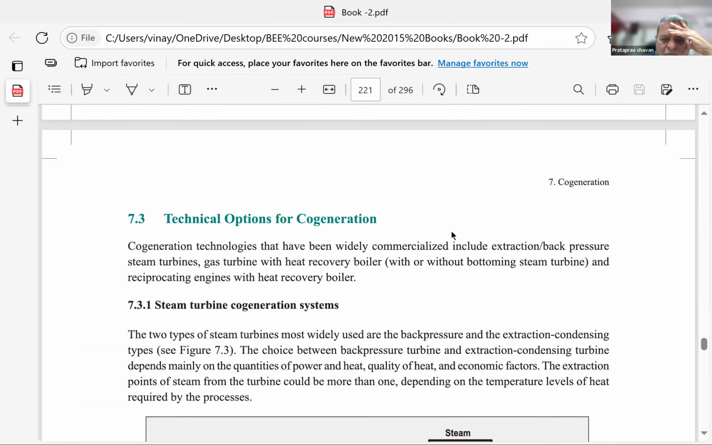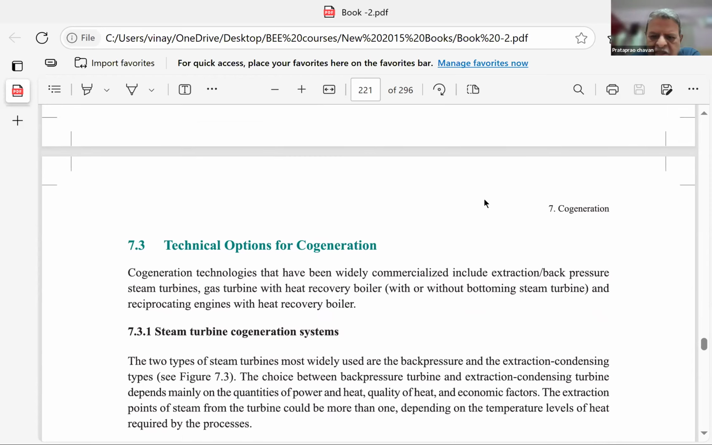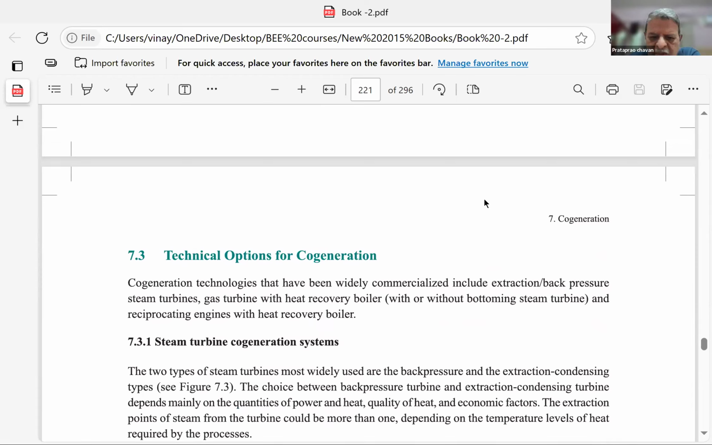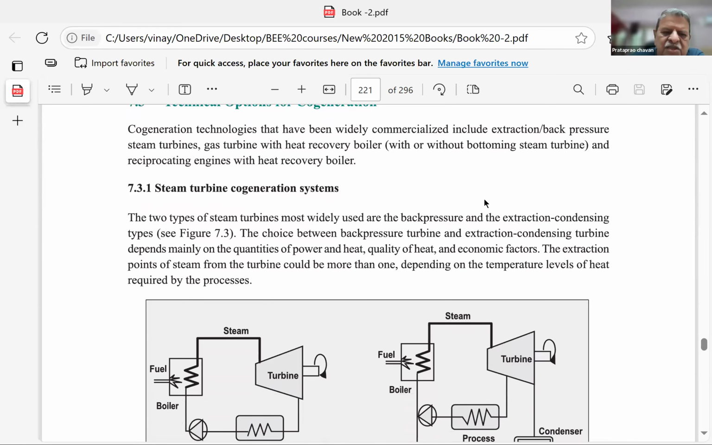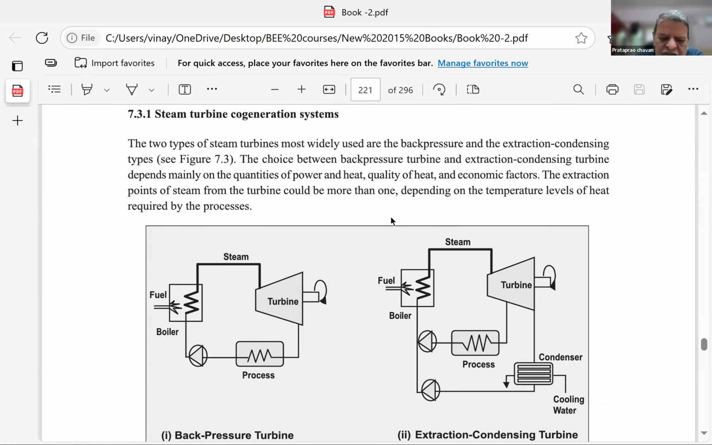That is what they have written there. What are the technical options for cogeneration? Where can you use cogeneration? As an energy auditor, you must advise the industry or the factory that yes, cogeneration can be used in your process. In what way? What are the different types of using cogeneration? One is the steam turbine cogeneration system. That means what? The total heat generated by the fuel is partly used to operate the steam turbine and partly used for the process.